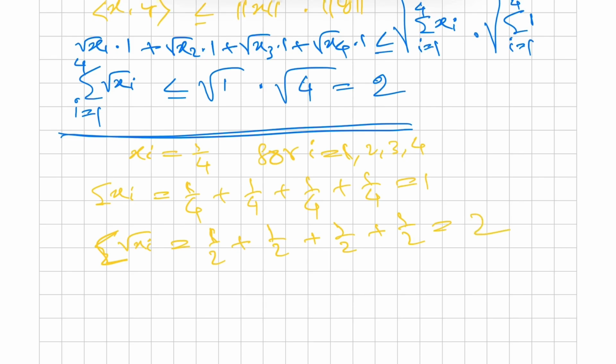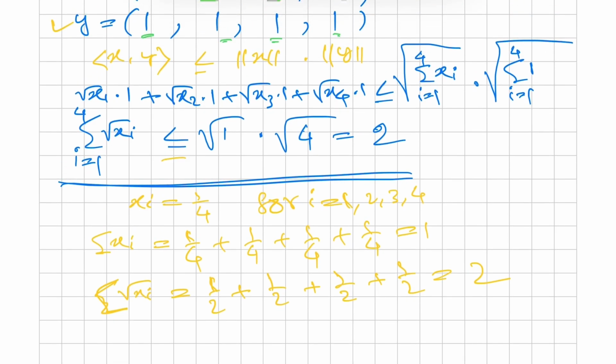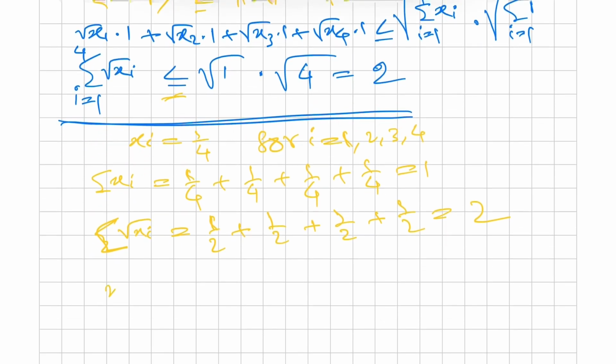So for some xi values we do get 2, and by Cauchy-Schwarz this is always less than or equal to 2, which means the maximum value of the summation of square root of xi, i equals 1 to 4, is just 2. Yeah, so I hope you understood this, and that's all in this video.